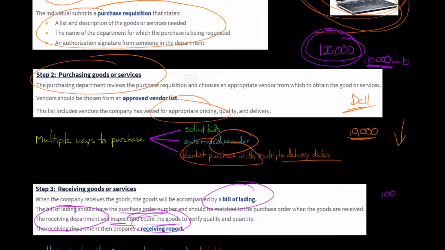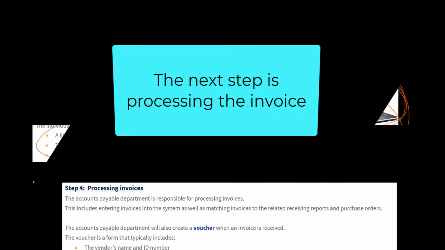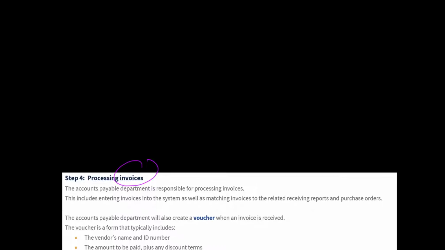Now, this is the point where the company has technically incurred a liability, right? They've received the goods, or if they were services that were provided, okay, there's typically a form that's filled out to say, hey, we received these services, and then the company has incurred a liability to that vendor. After you have received the goods or received the services, you're going to receive an invoice from that vendor, okay?